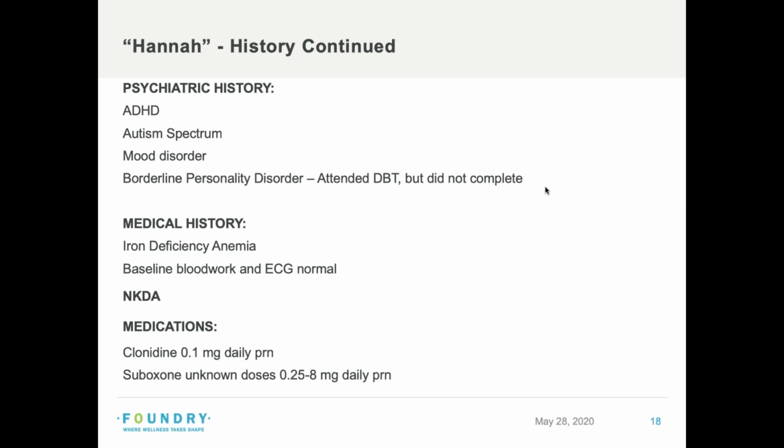She attended DBT at Foundry, but wasn't able to complete it, so hopefully we'll be able to return and complete that soon. And otherwise, she's healthy. She has a history of iron deficiency anemia, but otherwise medically well. No allergies, and her only medications at intake were 0.1 milligrams of clonidine PRN, and then she had Suboxone with these unknown doses.